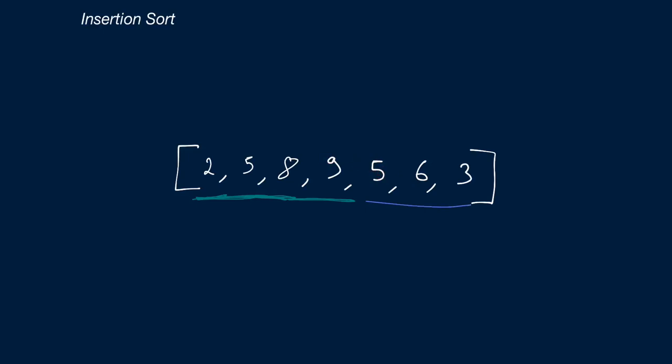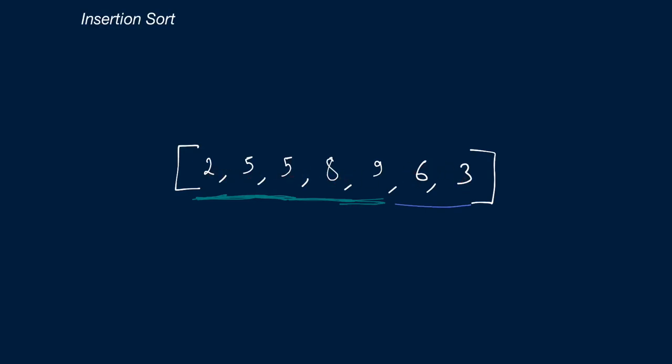Compare 5 to 9. We want to insert 5 in our current sorted list. So compare 5 to 9. 5 is less than 9, so we want to erase 9 and 5 and swap them. 5 here, 9 here. Now compare 5 to 8. Is 5 less than 8? Yes, it is. So we swap them. And now compare 5 to 5. Those two numbers are equal to each other. So 5 is fine here. And we're done. We can now erase this line and extend it. And we've got a sorted list with 2, 5, 5, 8, 9.